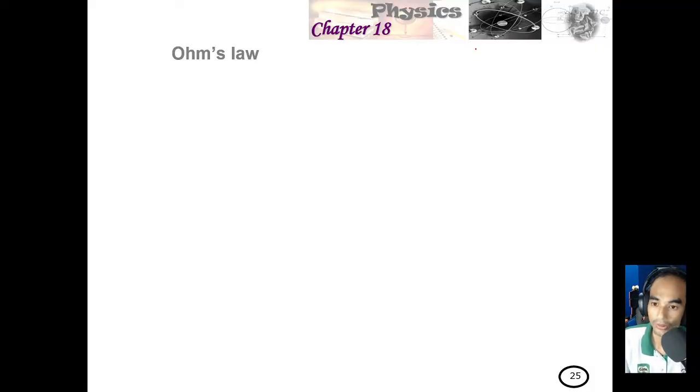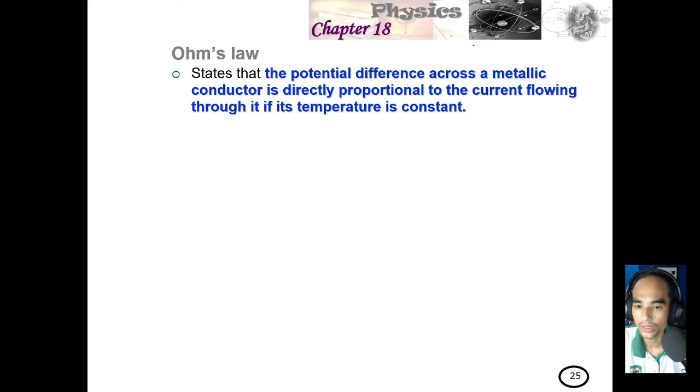Okay, today we're going to learn about Ohm's law. So what is Ohm's law actually? Ohm's law says that the potential difference across a metallic conductor is directly proportional to the current flowing through it, if its temperature is constant.